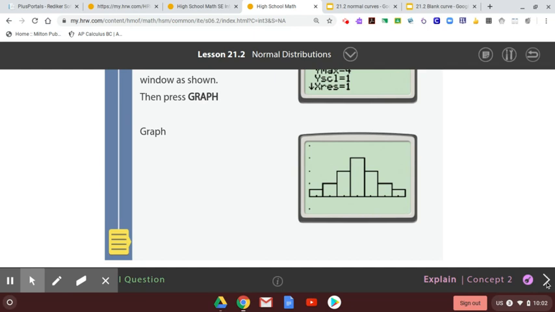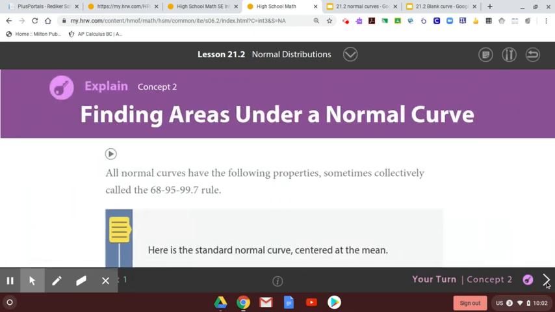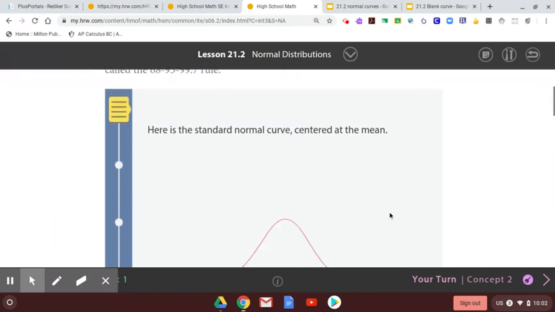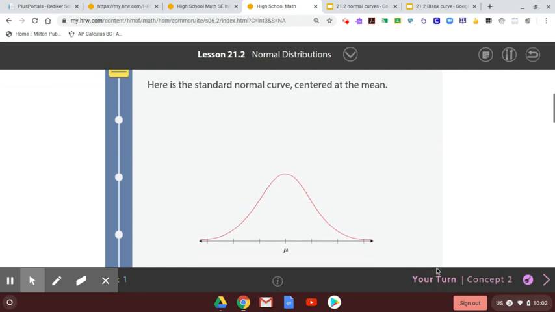So we're going to talk about probabilities and percentages. Okay, so this is a very popular concept called the empirical rule. I think in the homework, it talks about the 8 symmetric divisions of the graph, and we'll talk about that. But we're going to talk about finding the area under a normal curve. So we have this empirical rule. It's called the 68, 95, 99.7 rule. So a standard normal curve centered at the mean is going to look like this. So there's your bell-shaped curve.